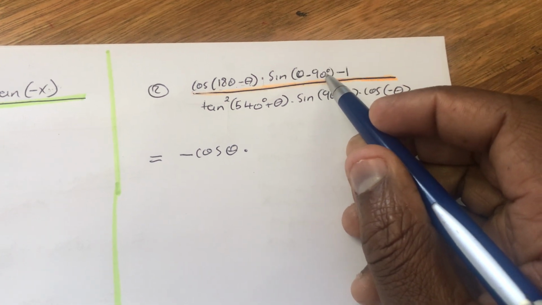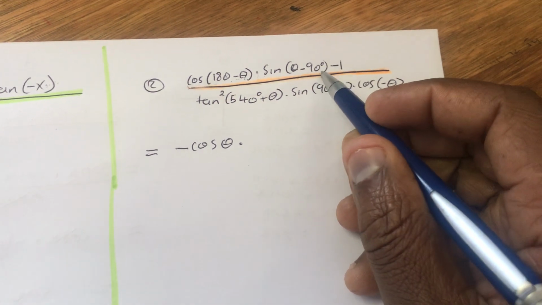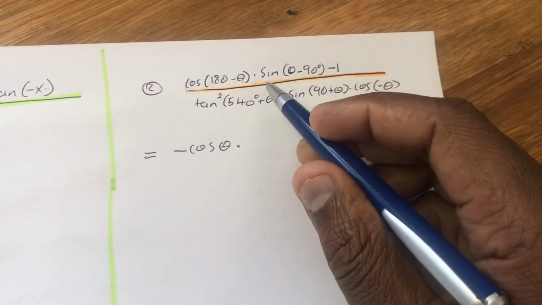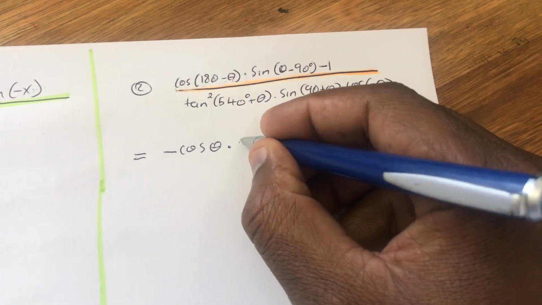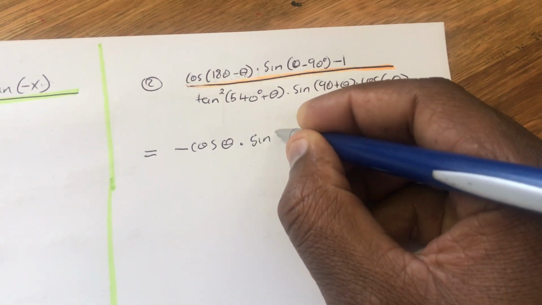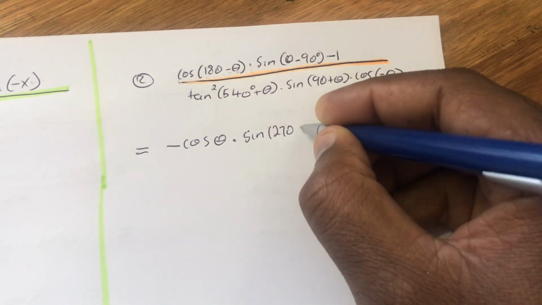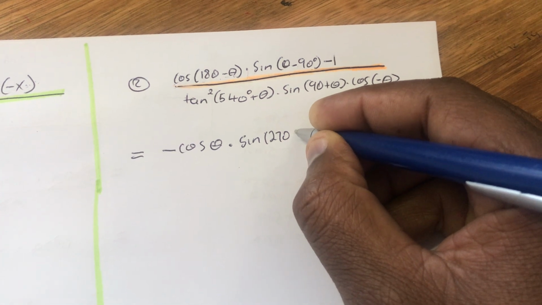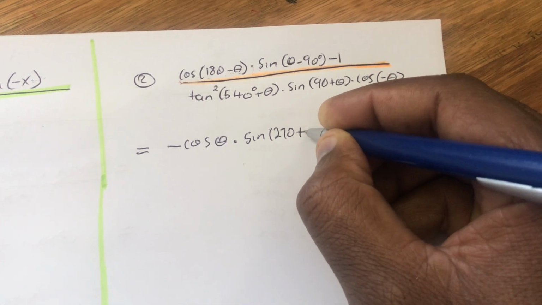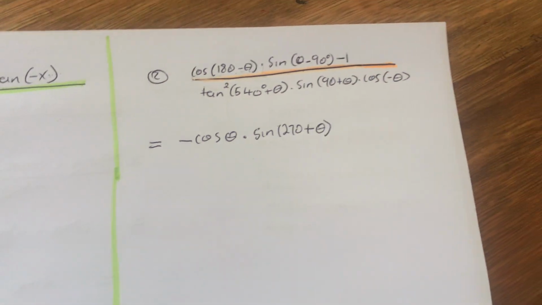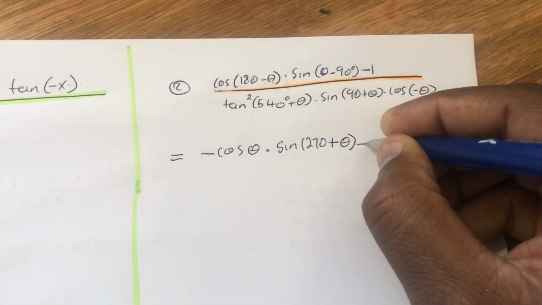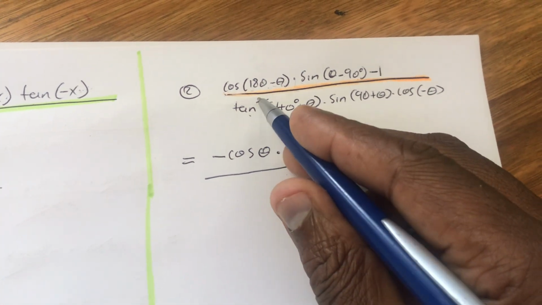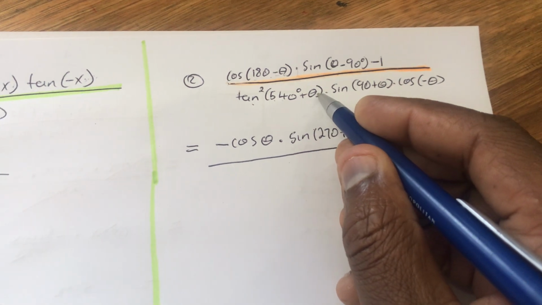With this one here, if you add the 360 degrees to get rid of this negative, you remain with what? With sin, let me just write this, with sin 270 plus theta, this is plus because, yes, this is plus theta, minus 1, all divided by tan squared of 540 plus theta.